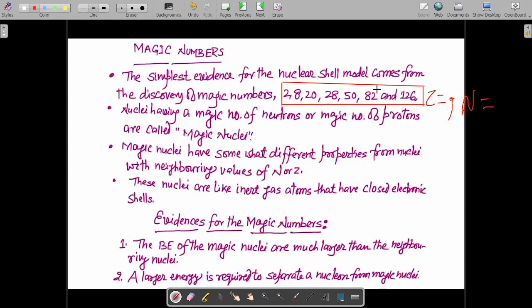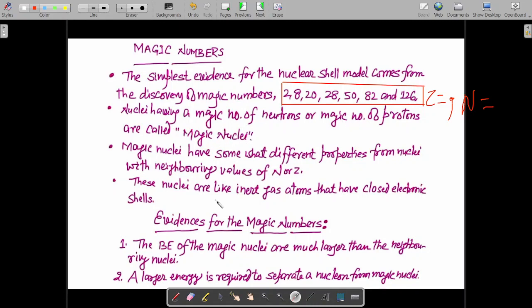So either the number of protons or the number of neutrons, not the atomic mass number. Please remember this. Either the number of protons is equal to 2, 8, 20, 28, 50, 82, 126, or the number of neutrons is equal to 2, 8, 20, 28, 50, 82, 126. In that case the nucleus is a magic nucleus. Nuclei having a magic number of neutrons or magic number of protons are called magic nuclei.